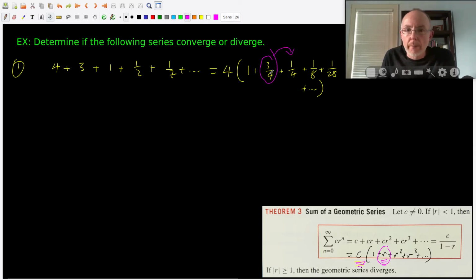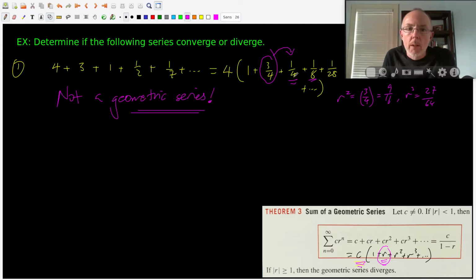But then remember that R, if it's 3/4, I need the next term to be R squared and the term after that to be R cubed, right? And if R was 3/4, then R squared would be 9/16. And R cubed would be 3 cubed is 27, 4 cubed is maybe 32. No, that's not right, 64. And that's not these next values. So this series is not geometric. And so I really don't know right now what to do with it.